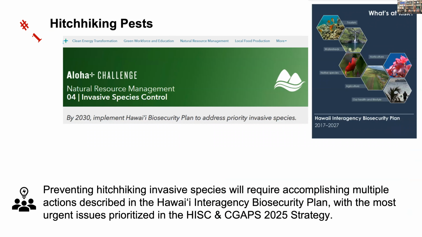The only good news we have on this is, all right, we've got some good plans. We know what we need to do. They're documented in the interagency biosecurity plan. It's a priority on the Aloha Plus Challenge that all of the mayors and the governor have signed on to. We should be aligned. We just need to do it. Nike was right.